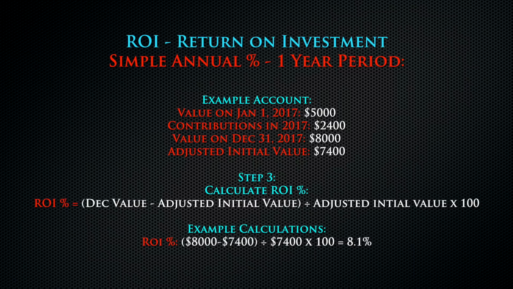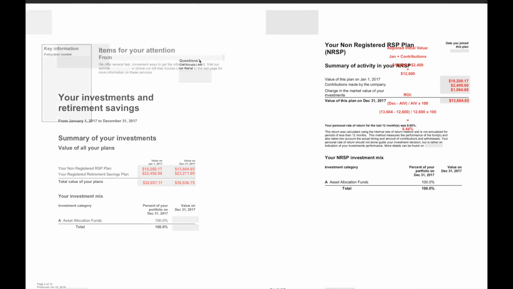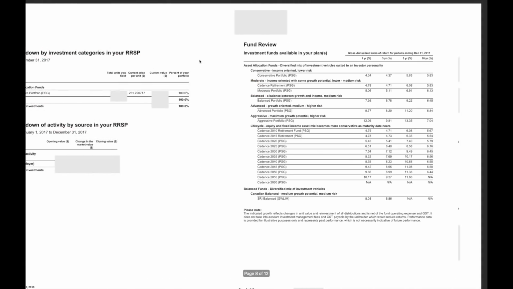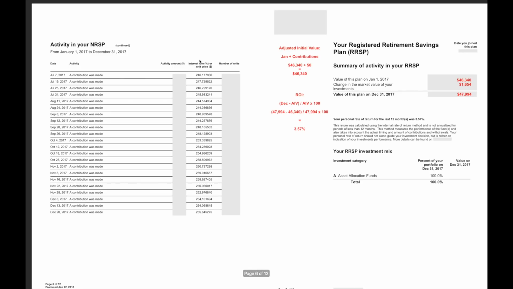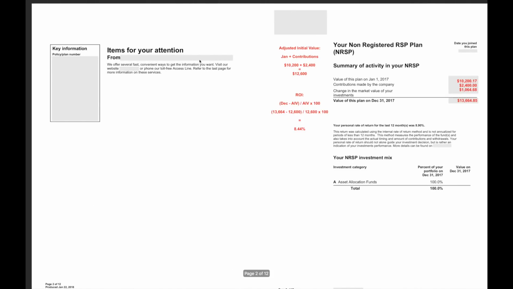Let's take a look at an example of a really bad annual report. This particular one is 12 pages, 4 of which contain absolutely no information. Completely ridiculous. I have 2 accounts with this company. One of them showed my return on investment over the year, and one of them did not. So I'm going to have to calculate this out.